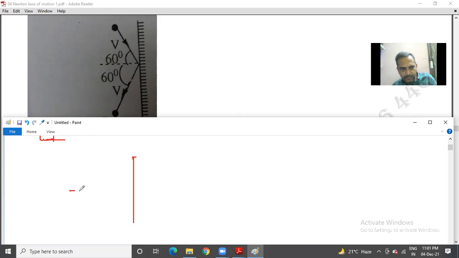And this is a normal drawn to the wall. So the ball hits the wall at an angle 60 with the normal and goes away with the same speed. This is v, this is v. So therefore, this is also given 60. Now there will be resolution here.